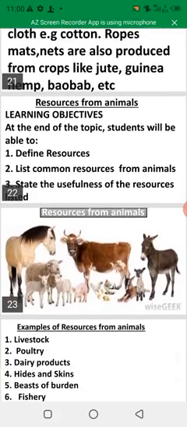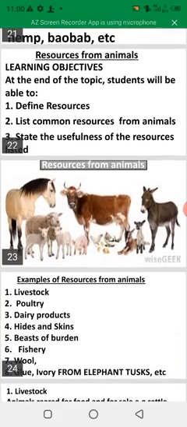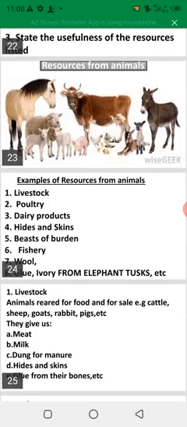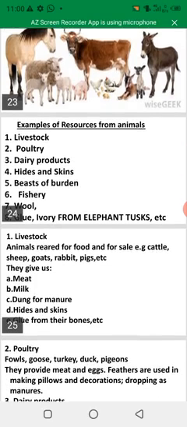Now quickly we move to resources from animal. What are the resources from animal? We have the livestock. Can you see the picture of animal there? There are the livestock. We have the poultry. We have the dairy products. We have hide and skin, beast of burden, fishery, we have wool. All these are animal products or resources from animal.